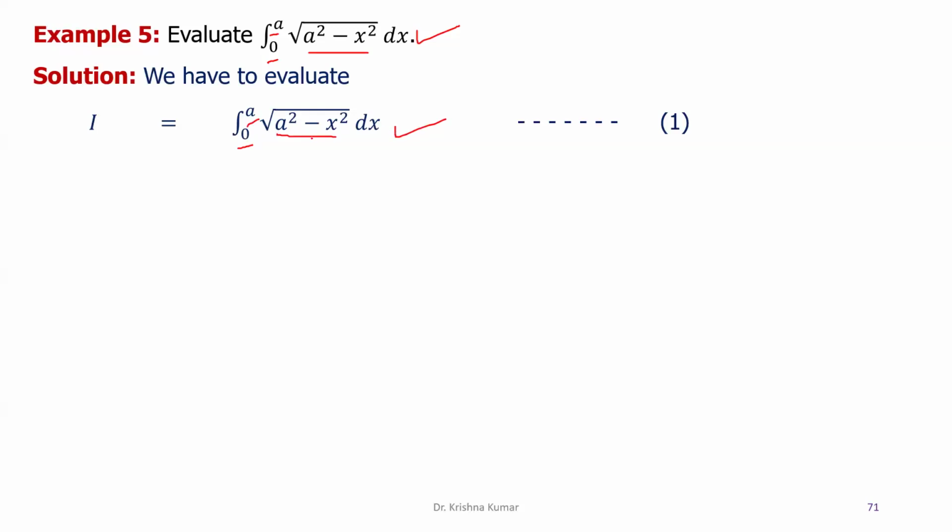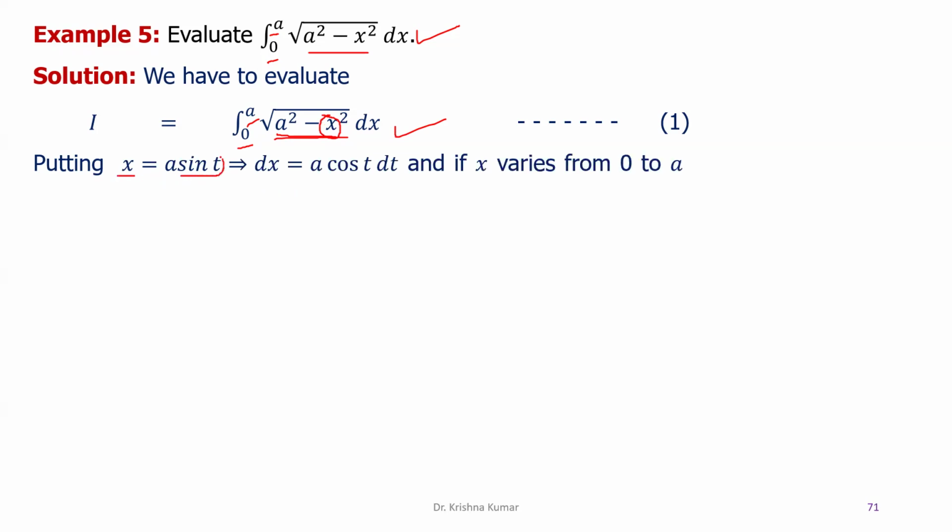Now, since here it is a square minus x square, we have to substitute x is equal to either a sine theta or a cos theta. So putting x is equal to a sine t, then what is dx? dx is equal to a into derivative of sine t, which is cos t, and derivative of t is dt. So dx is equal to a cos t dt.